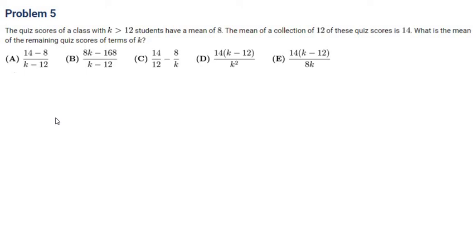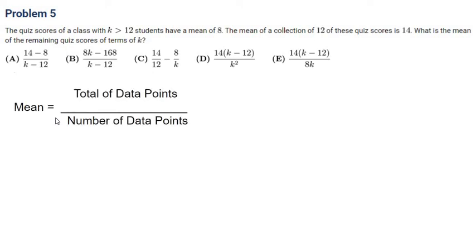On to the last problem of the day. The scores of a class with k greater than 12 students has a mean of 8. The mean of a collection of 12 of these quiz scores is 14. What is the mean of the remaining quiz scores in terms of k?